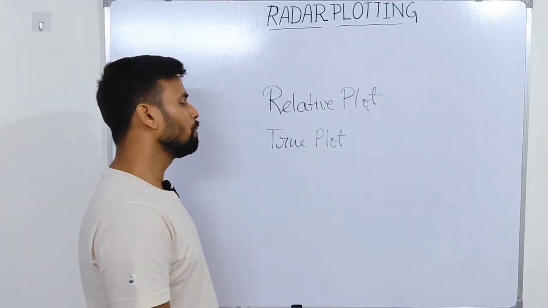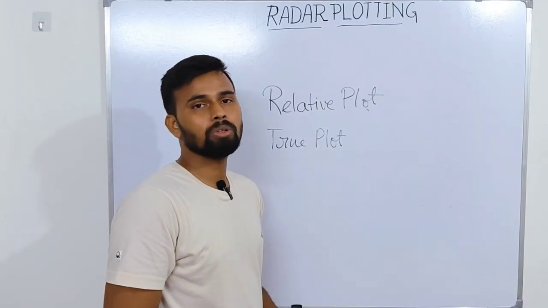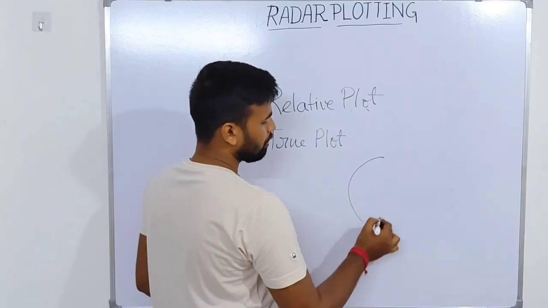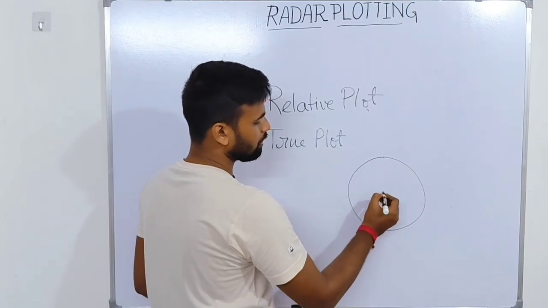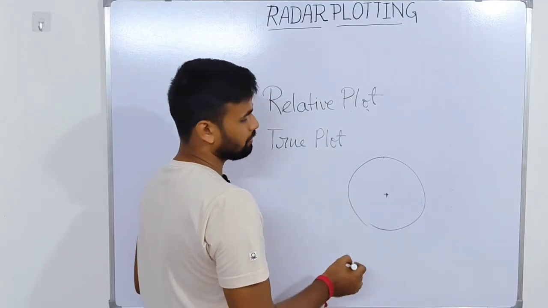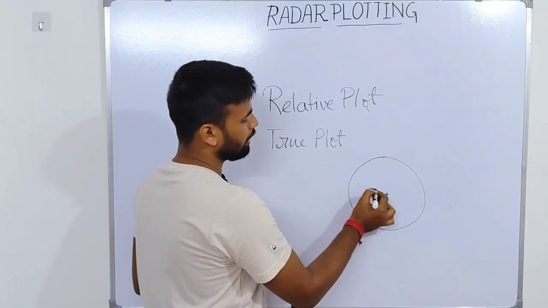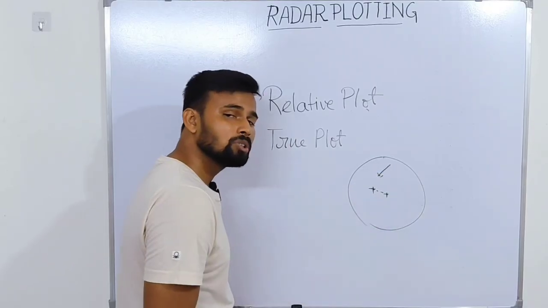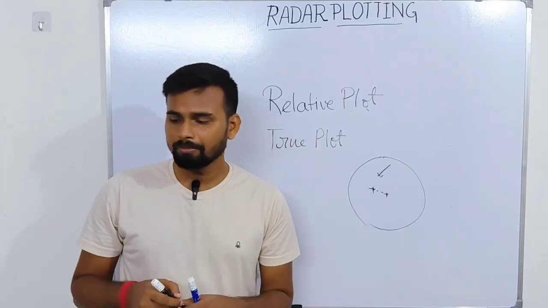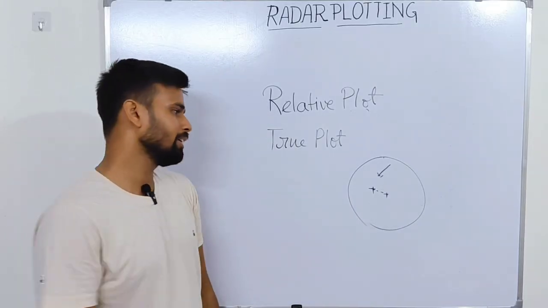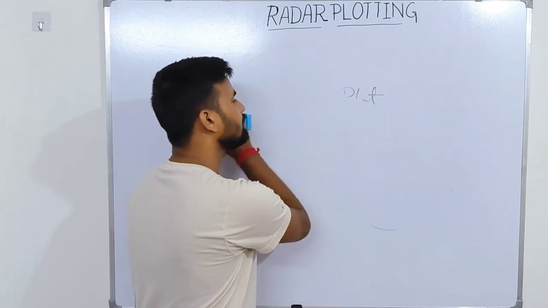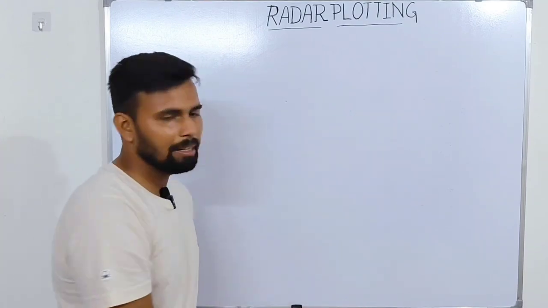And for the true plotting, both our vessel and the target vessel move. Maybe our position is first over here, then it moves to here, and over here also the target vessel moves from here. So along with the target vessel our position is also shifted in the true plotting. But we are going to talk about the relative plotting.